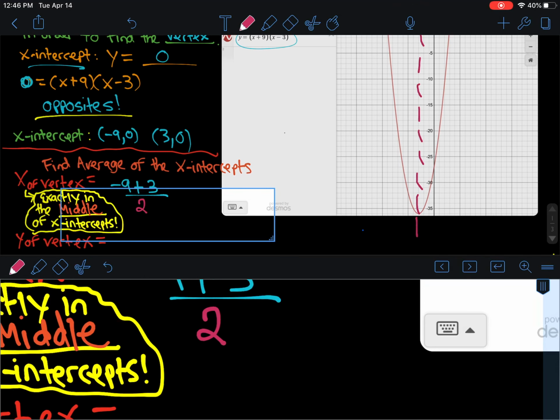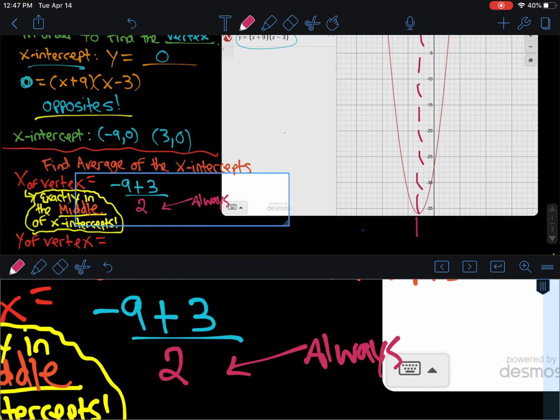Well, 2. And again, this will always be 2 here, no matter what, because you're finding the middle of two numbers, and when you're finding the middle of two numbers, you add them up together and you divide it by 2 because there's two numbers. So in this case, this is going to be -9 plus 3, which is going to be -6 divided by 2, which is going to be -3. So the x of the vertex, if you had to do it by hand, would be -3.